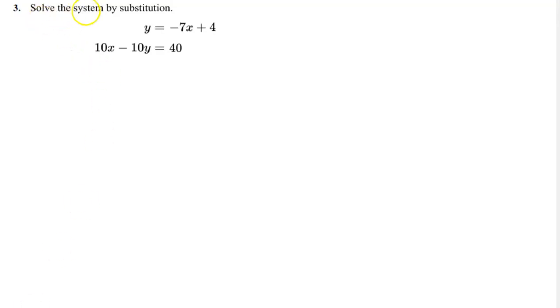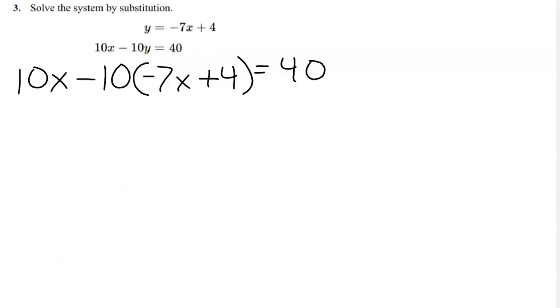Okay, here I've got solve the system by substitution again, and I want to replace this y here with something that's equal to y, which is this right here. So I'm going to take that out and replace it with negative 7x plus 4. And since it's being multiplied against the negative 10, I'm going to put it in parentheses. So it'll look like this. 10x minus 10 times y, which is negative 7x plus 4, is equal to 40.